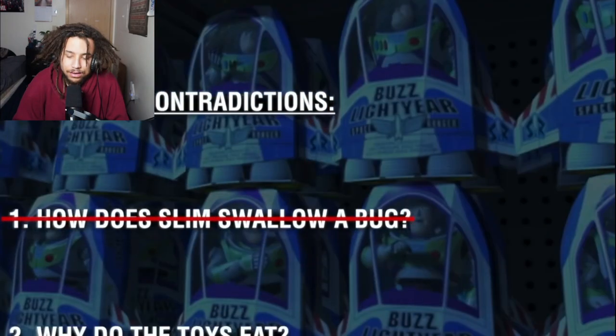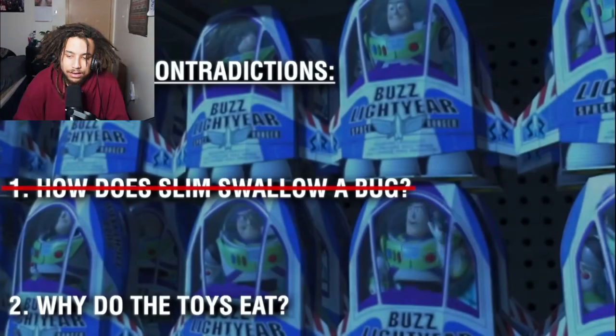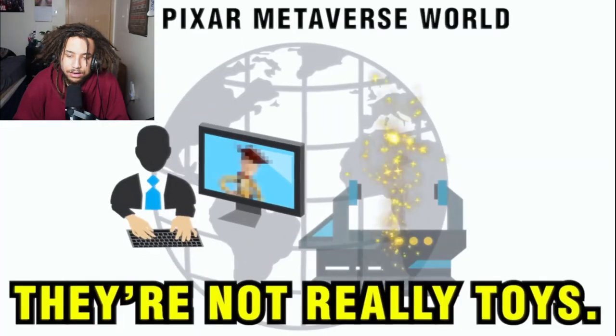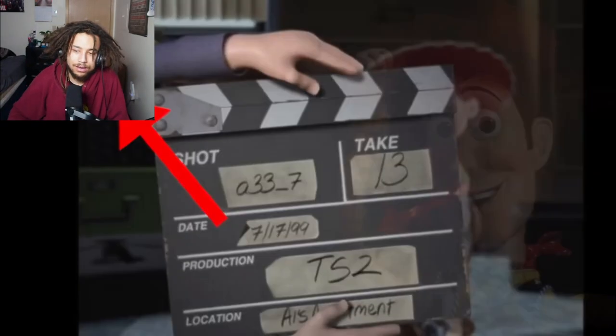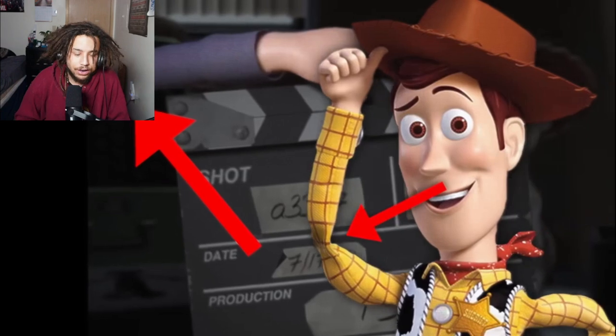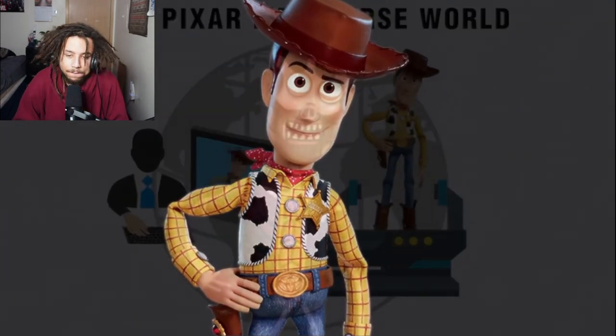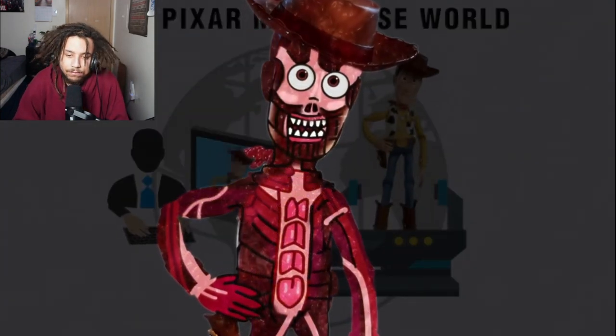This also explains why the toy actors need to eat. I had that bean burrito for lunch. It's because they're not really toys. Sure, they actually look like them on the outside, but they probably have internal organs and all the same basic needs as any living thing.